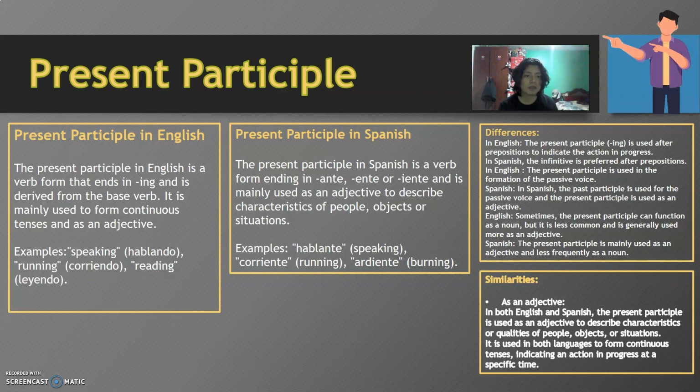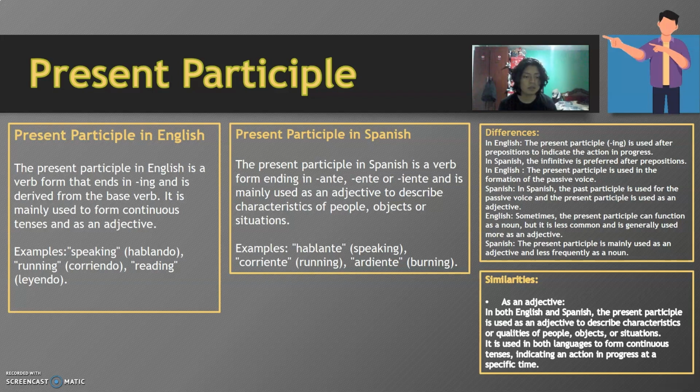The difference: in English, the present participle -ing is used after prepositions to indicate an action in progress, and in Spanish, the infinitive is preferred after prepositions. Okay, and in English, the present participle is used in the formation of the passive voice, and in Spanish, the past participle is used for the passive voice, and the present participle is used as an adjective.